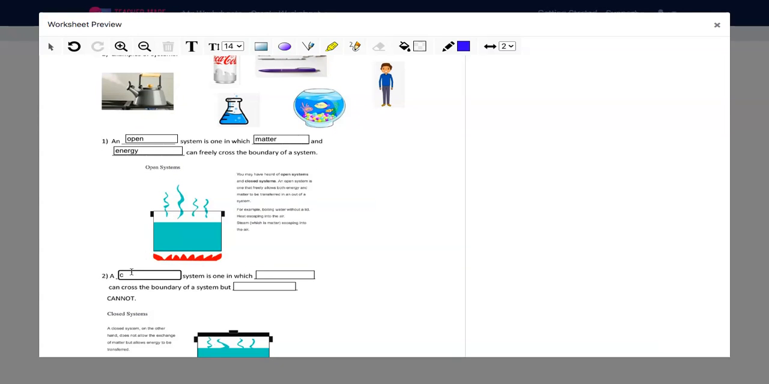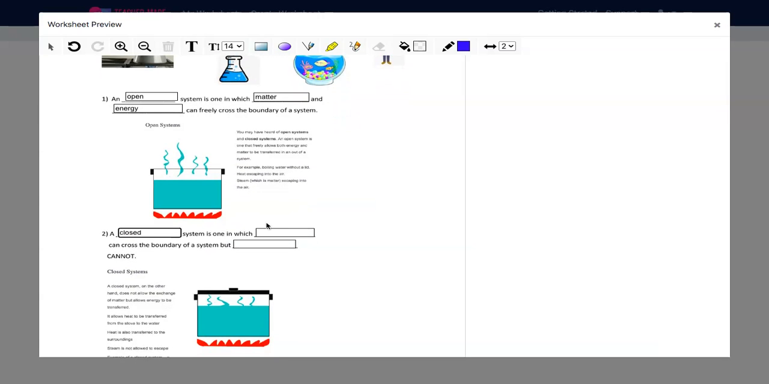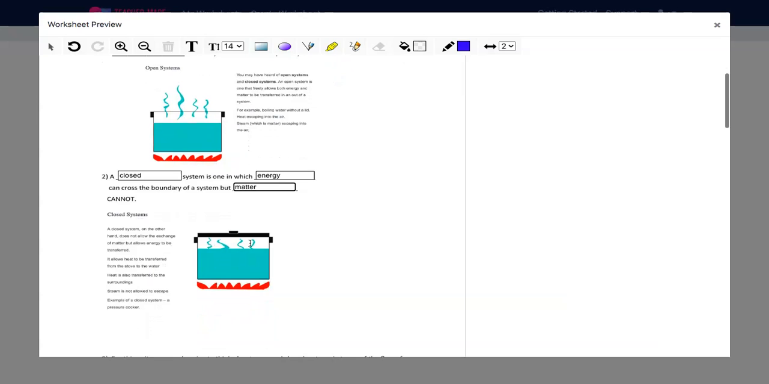A closed system is a little bit different. A closed system is one in which energy can cross the boundary of the system, but matter cannot. This is showing us a pressure cooker full of water. A pressure cooker is sealed and you plug it in and it heats up. So this is an example of a closed system because there's this lid on there.